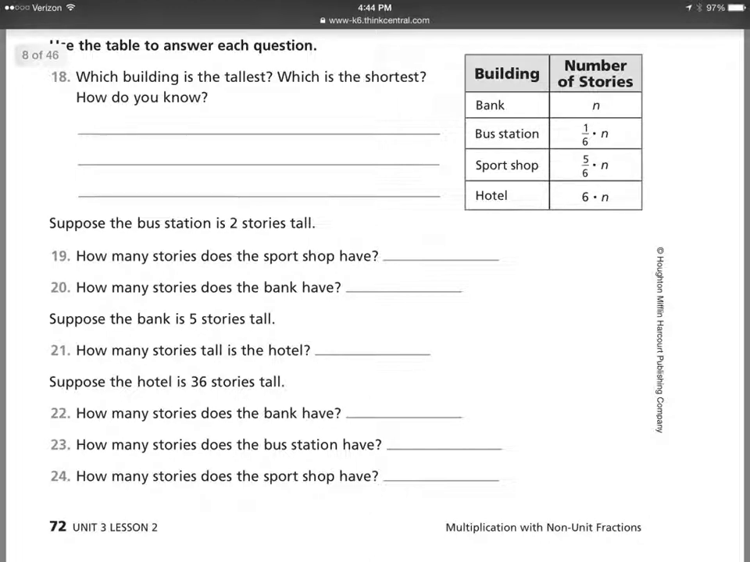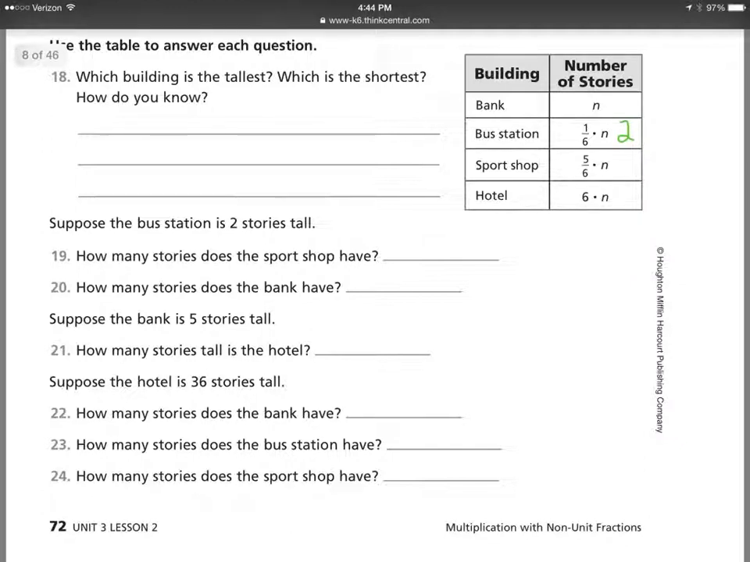Number 19 says, suppose the bus station is 2 stories tall. Remember we talked about variables. Variables are these letters over here. Now, if the bus station is 2 stories tall, then we could put the 2 there because that represents the number of stories. But we need to figure out what n equals in this expression for the bus station so that we can apply the value of n to the sports shop and the bank to answer questions 19 and 20. And the way I'm going to do that is to use what we've been using, number lines.